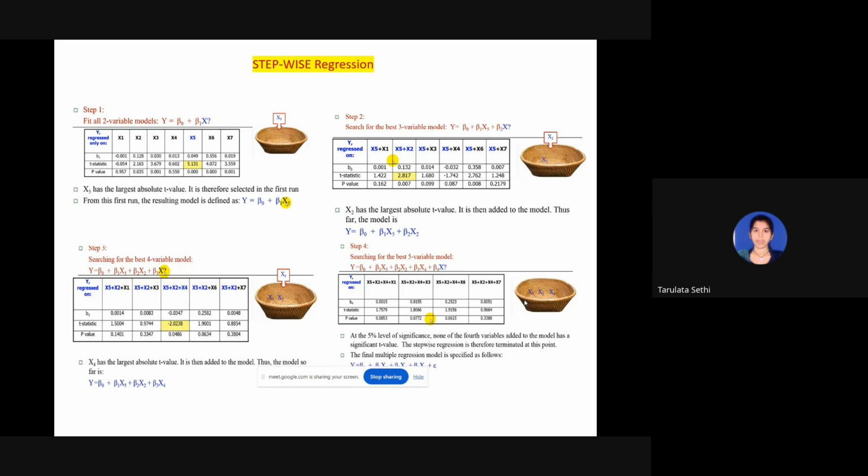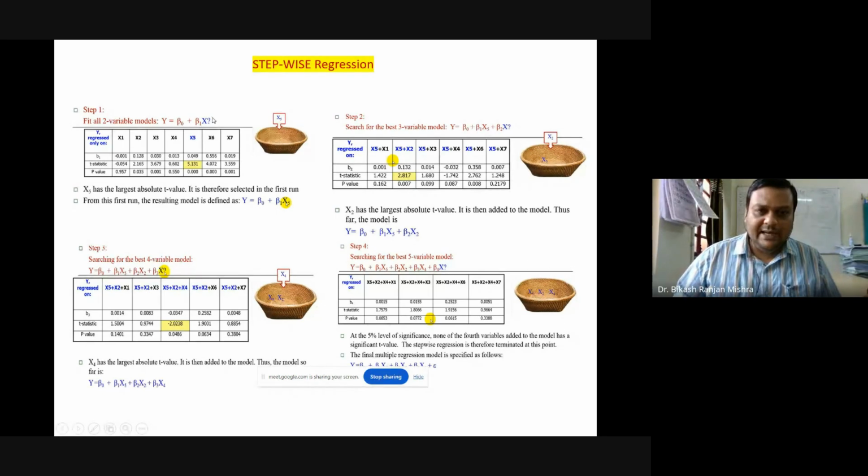Sir, here I have one doubt. In stepwise regression, there are two other models, forward selection and backward elimination. What is the difference between these two models, sir? That's what I'm saying over here. Once you have selected x5, and once x5 is done, then it is a forward selection mechanism.